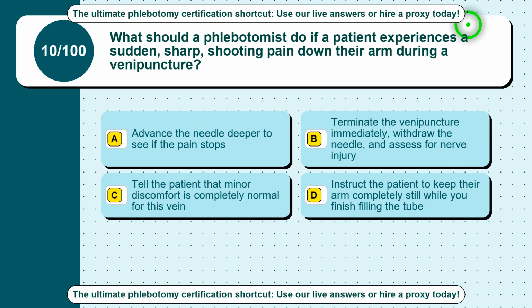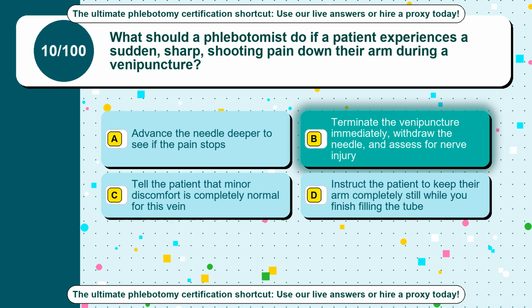Question 10. What should a phlebotomist do if a patient experiences a sudden, sharp, shooting pain down their arm during a venipuncture? Option A, advance the needle deeper to see if the pain stops. Option B, terminate the venipuncture immediately, withdraw the needle, and assess for nerve injury. Option C, tell the patient that minor discomfort is completely normal for this vein. Option D, instruct the patient to keep their arm completely still while you finish filling the tube.